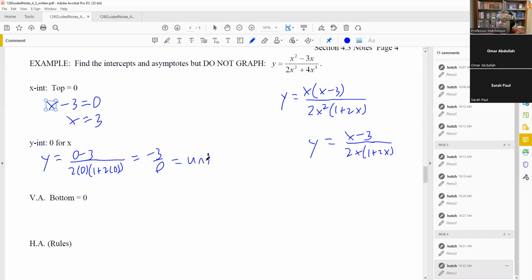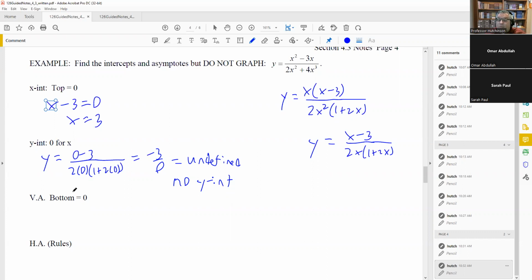Now this is undefined. So basically you would say no y-intercept. If you get something that's undefined for either the x-intercept or y-intercept, you're just going to put none down there. There will be a choice in the homework where you can select there is no y-intercept, and that's what you would put in that case. So there is none because you're dividing by 0.